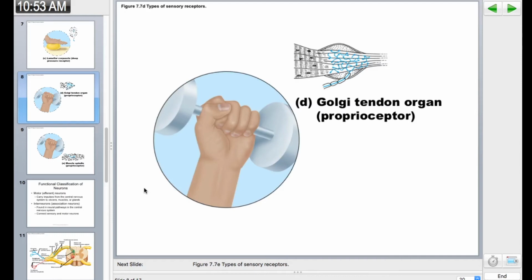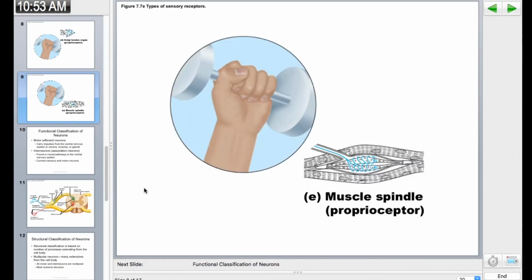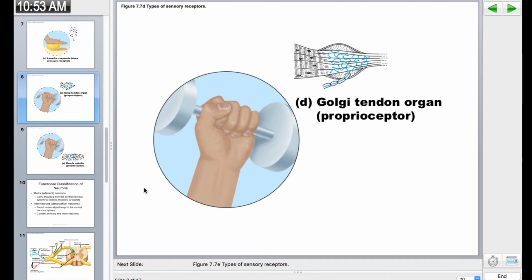You've got your Golgi tendon organs and your muscle spindles, okay? These both deal with proprioception. Proprioception is knowing where your body is in space, whether or not your eyes are open. So let's first look at the Golgi tendon organ. When you go to the doctor and they take the mallet and they tap below your knee, that is activating the Golgi tendon organ in your patella. It's your patellar reflex. It tells you whether that tendon is being stretched or not.